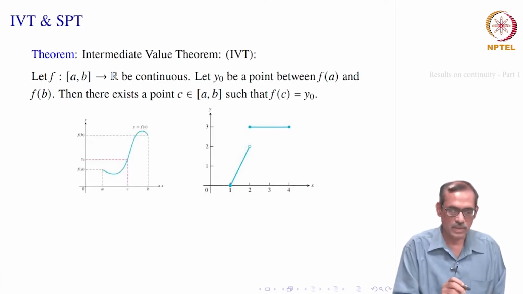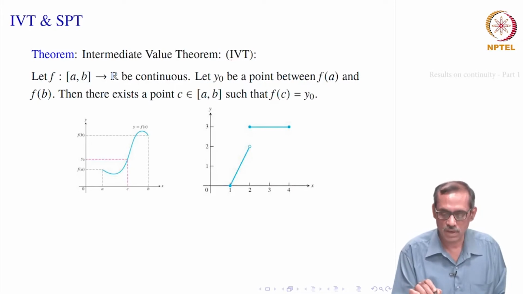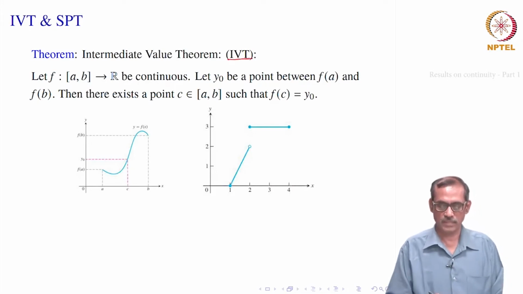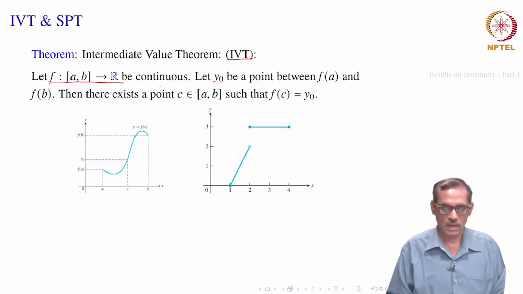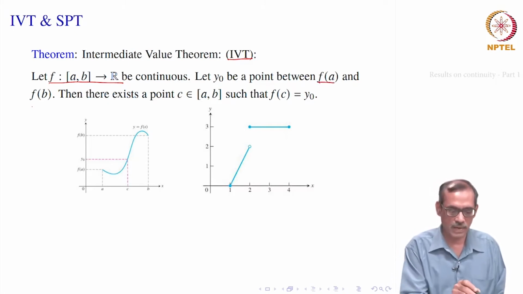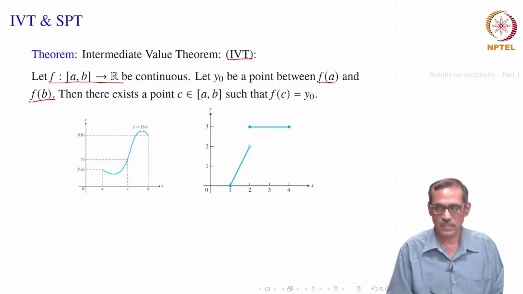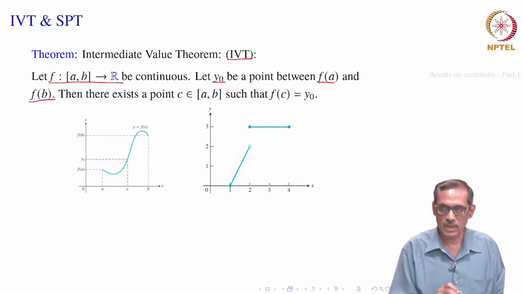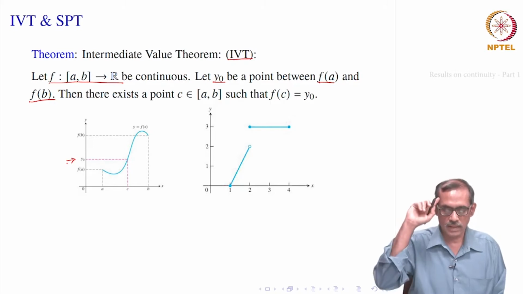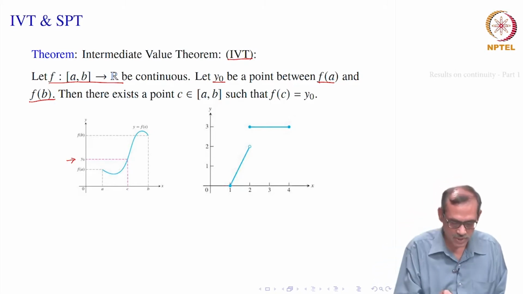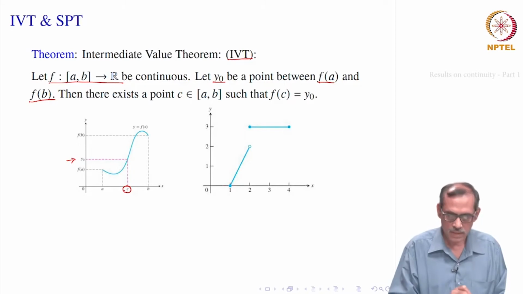Okay. So, there is one more important thing which is called the intermediate value theorem. What it says: suppose f is defined over a closed bounded interval taking real values and it is continuous. Now, f of a and f of b are certain values in R. You take any point in between f of a and f of b, say it is y0. Look at the picture.